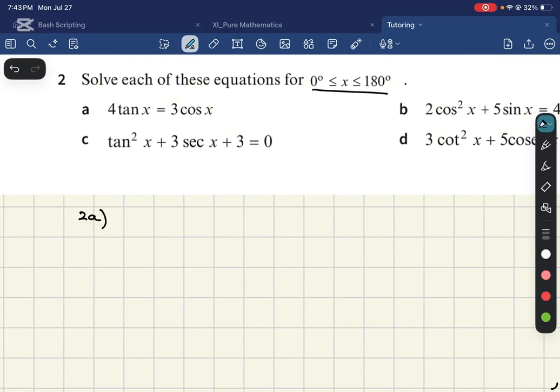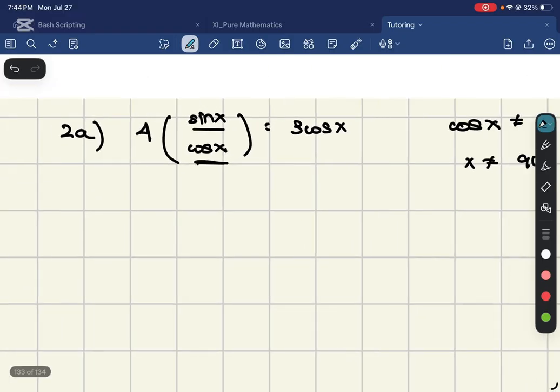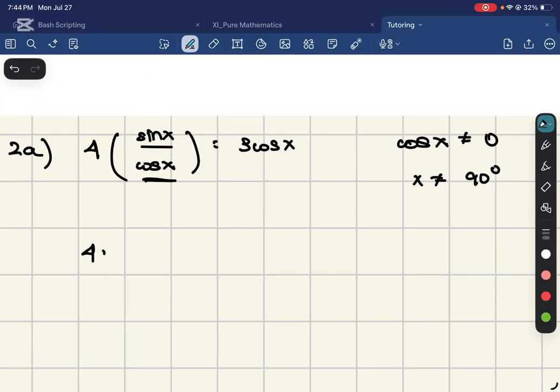So we're going to go straight ahead to 2a. Tan of x, which is sine of x over cos of x, is equal to 3 cos of x. All right, now we need to note one thing. Cos of x is in the denominator. So cos of x cannot be equal to 0. So x cannot be equal to 90 degrees, and it cannot be equal to 270 degrees, right? But 270 degrees is out of the domain anyways, so we're just going to consider 90 degrees. All right, so now I can multiply both sides by cos x.